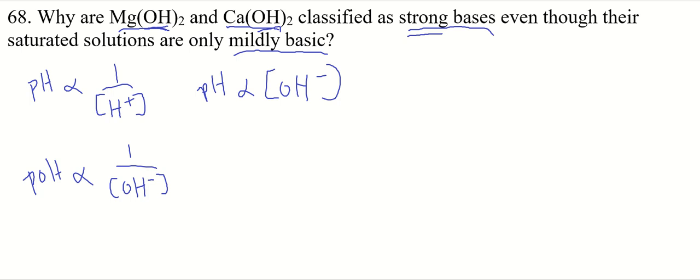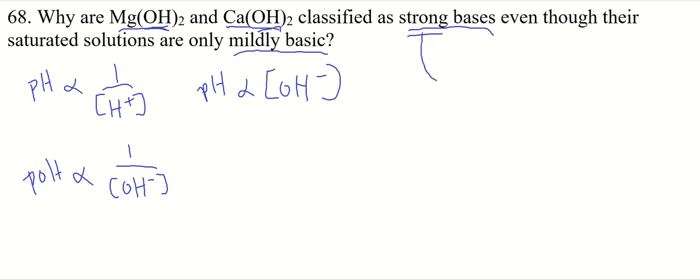The more hydroxide ions, the higher the pH. So we know pH greater than 7 is indicative of bases. So why are these pHs not as high as some, like sodium hydroxide? It has to do with the solubility.